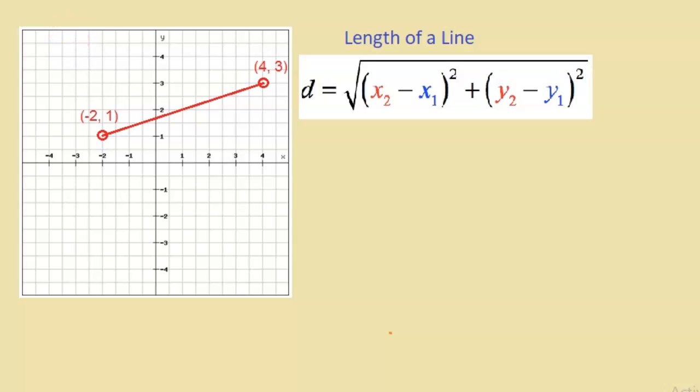So let us look at another example, calculating the length of a line. And there's the official formula, D, or sometimes they use L. So D representing distance, I guess, and L represents length of a line. Alright, so the length of the line, the formula: square root of (x2 minus x1) square plus (y2 minus y1) square.